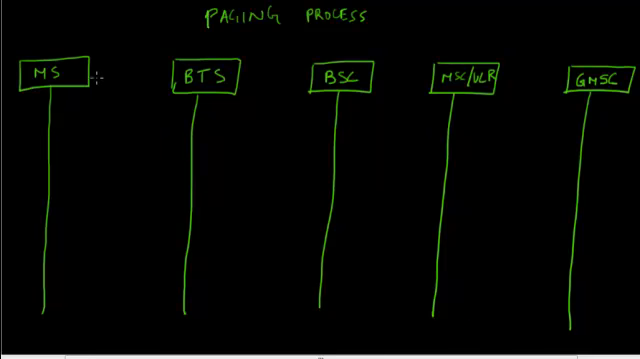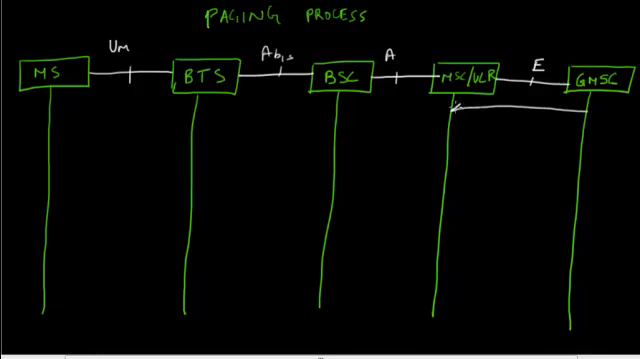So let's draw the interfaces real quick. Between MS and BTS is the Um interface. BTS and BSC is the A-bis interface. BSC and the MSC is the A interface, and this is the E interface. So the incoming call comes from the gateway MSC to the correct MSC.